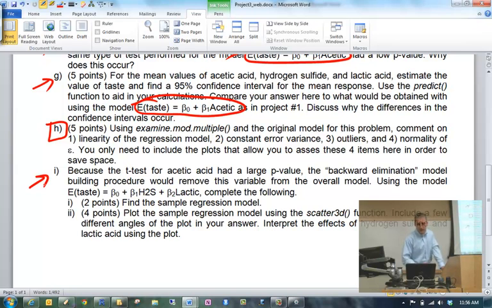And then finally, part I here. Because the T-test for acetic acid had a large p-value, again, this is foreshadowing stuff that we're going to do in Chapter 9. The backward elimination model building procedure would remove this variable from the overall model. And you'd be left with a model that has only 2 predictor variables. Why that's done, we'll talk about in Chapter 9. But this is the model that you will be left with. I want you to find the sample regression model, and then, similar to what we did last time, plot it in 3 dimensions.